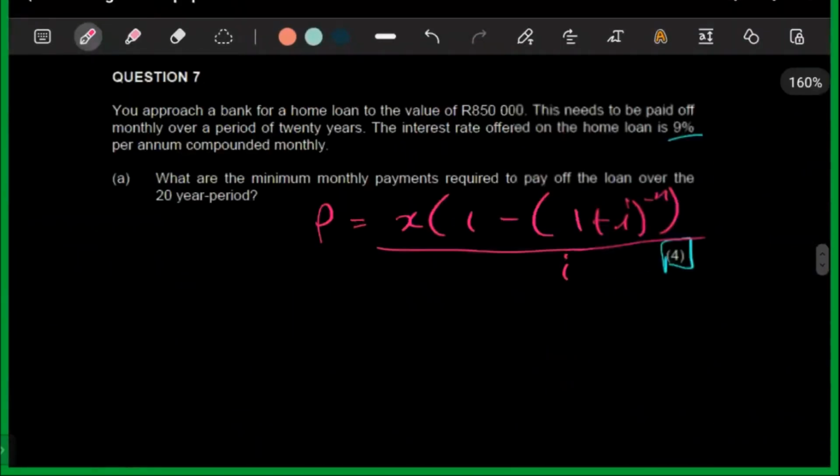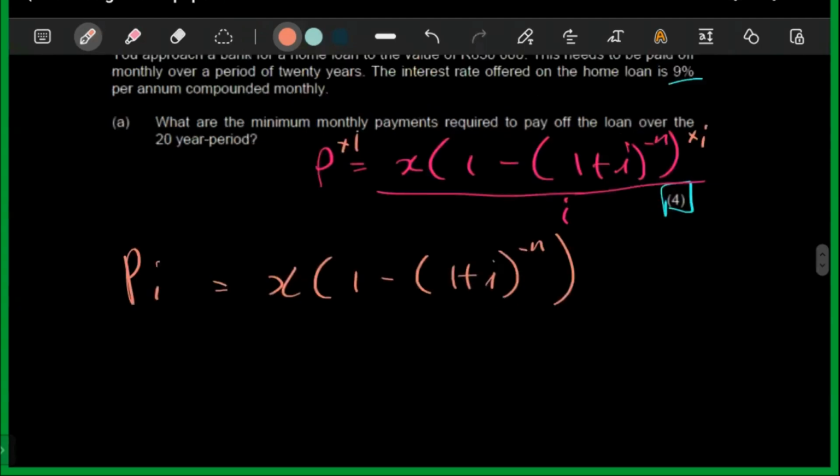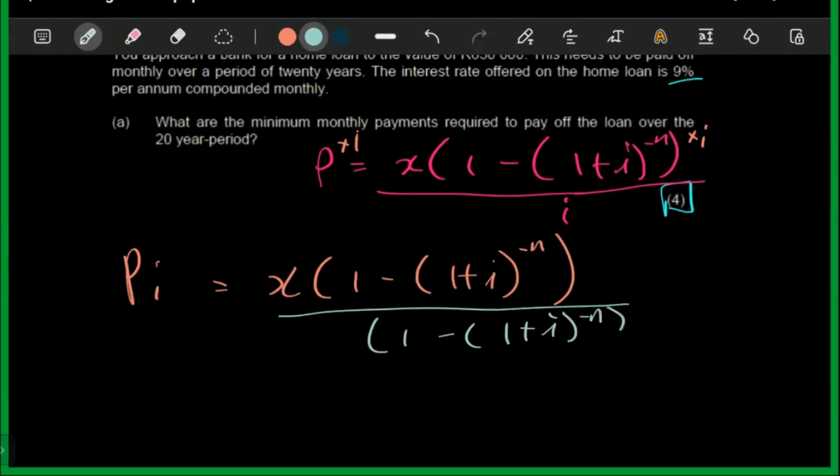If you're going to isolate x in the present value annuities formula, that one is actually quite simple, simpler than isolating n. So you're going to multiply by I on both sides. You have Pi here, 1 minus 1 plus I to the power of negative n. From here, isolating x, you just have to divide by the big bracket, and then here also divide by the big bracket, 1 minus 1 plus I to the power of negative n.